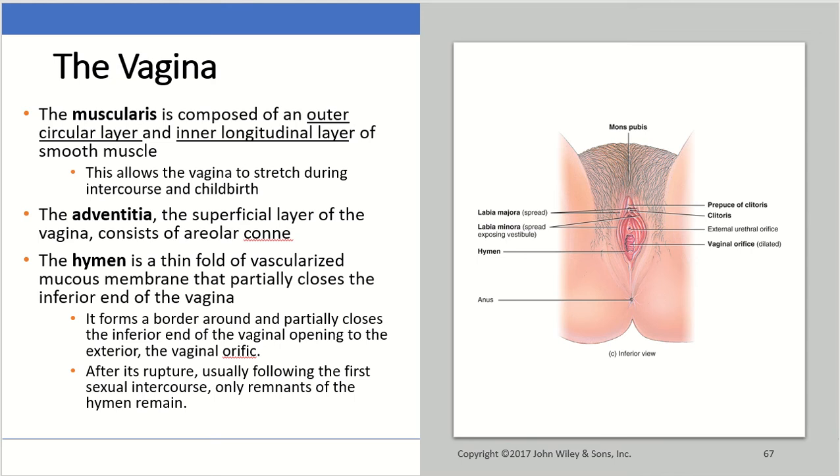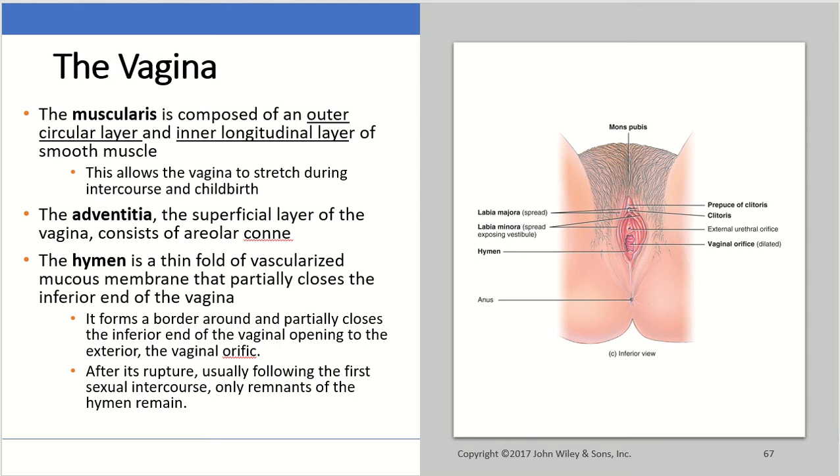And the hymen is a thin fold of vascularized mucous membrane that partially closes the inferior end of the vagina. This forms a border around and partially closes the inferior end of the vaginal opening to the exterior, which is called the vaginal orifice. After its rupture, usually following the first sexual intercourse, only remnants of the hymen will remain.